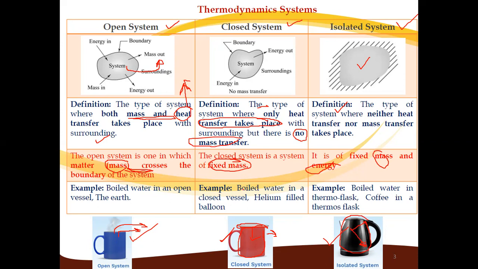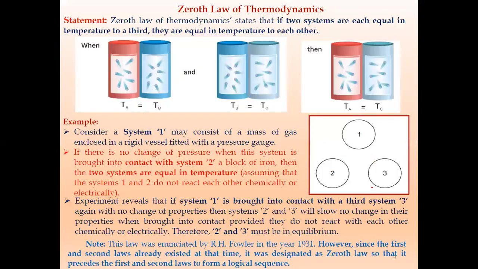Examples of a closed system are boiled water in a closed vessel and helium-filled balloons. The next example, of an isolated system, is boiled water in a thermoflask. So these are the examples of an isolated system. We have seen these three types of system: open system, closed system, and isolated system.